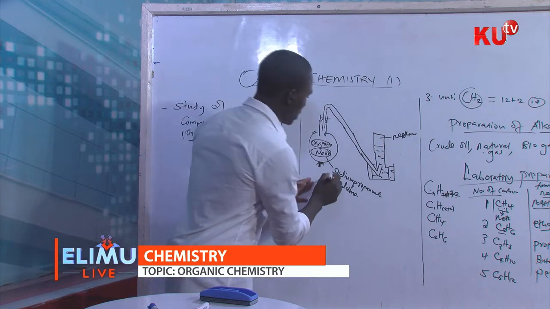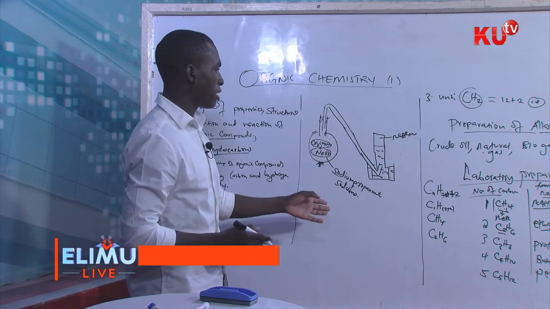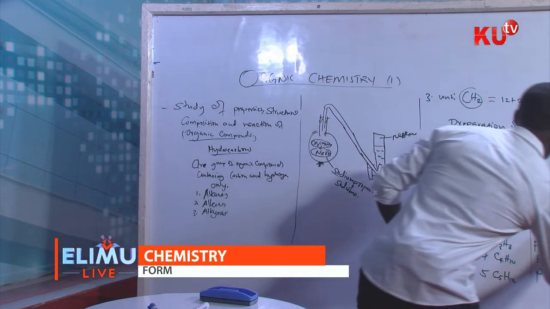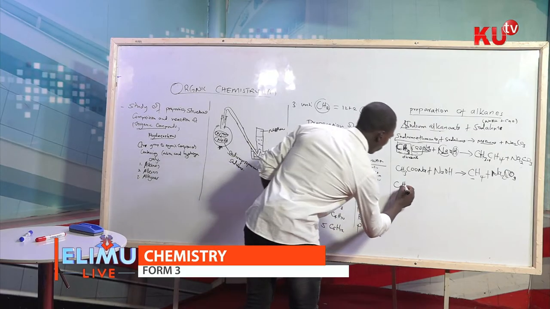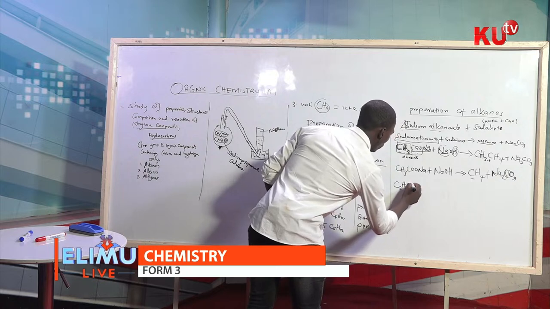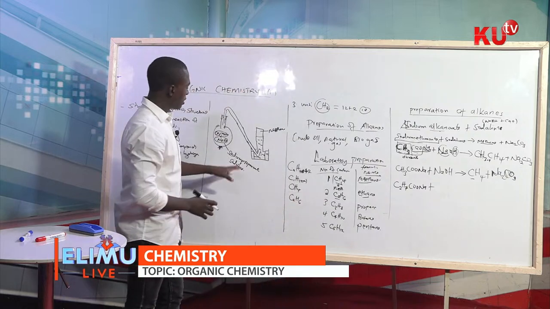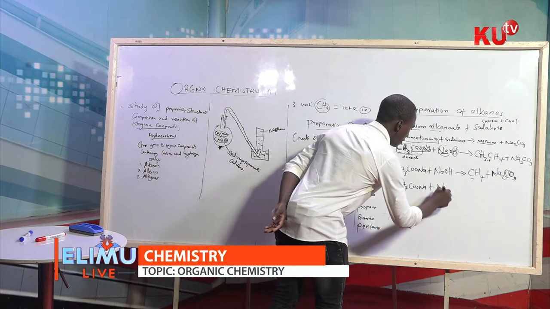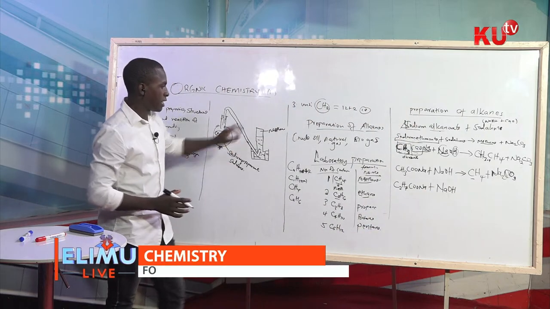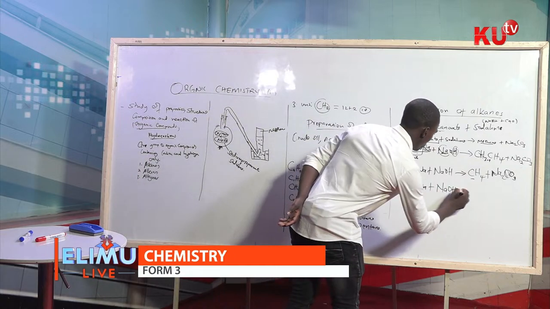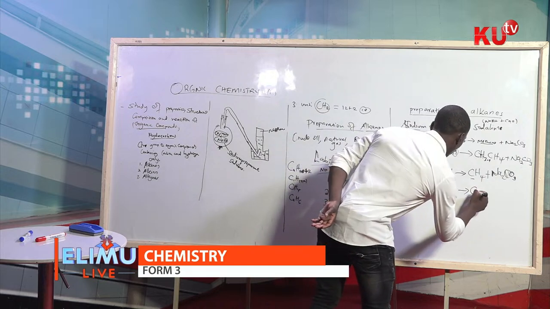So like I said, sodium propanoate is just an organic salt, and it's obtained by reacting propanoic acid with sodium. So we have sodium propanoate here, reacting with soda lime here, which is sodium hydroxide. We want to see which gas we shall obtain in our collection there. So like I said, we have two carbon atoms here. So we have two carbons.